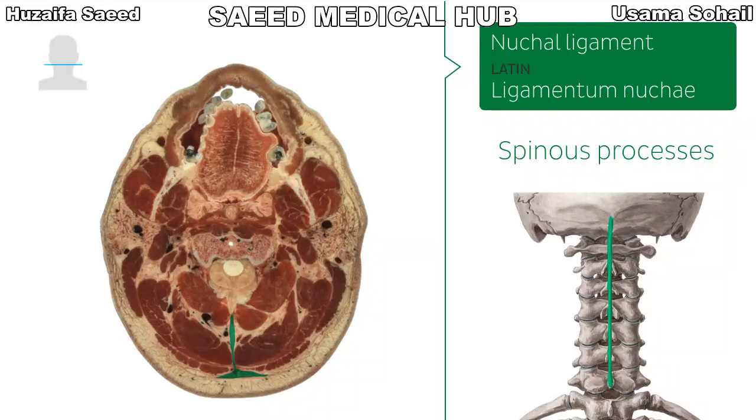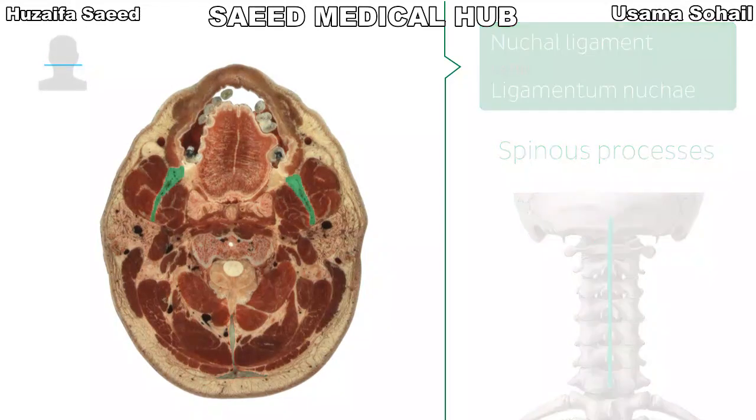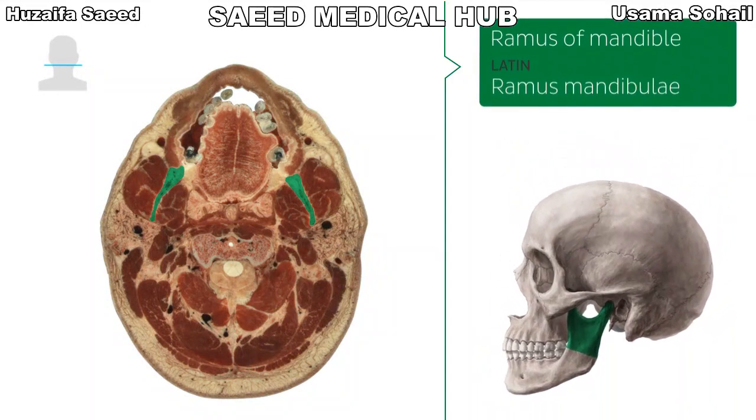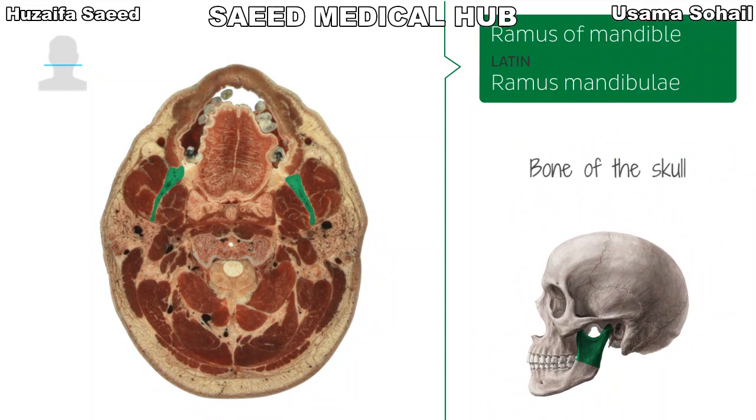Another bony structure we can see in this cross-section is the ramus of the mandible. The mandible is a bone of the skull, and is also known as the jawbone. It forms the lower part of the jaw and consists of a body and a ramus. The ramus is the upper part of the mandible, and there's one on each side.